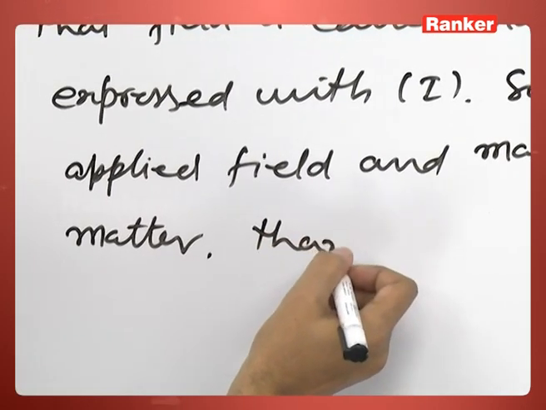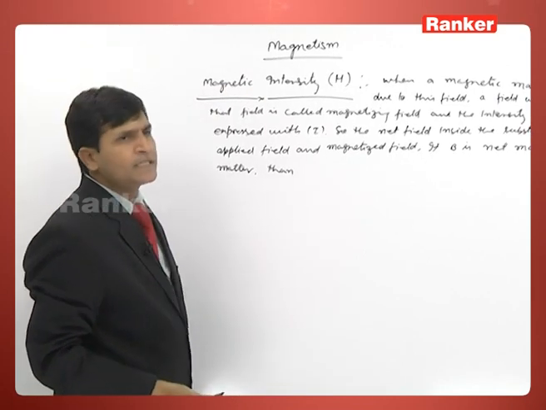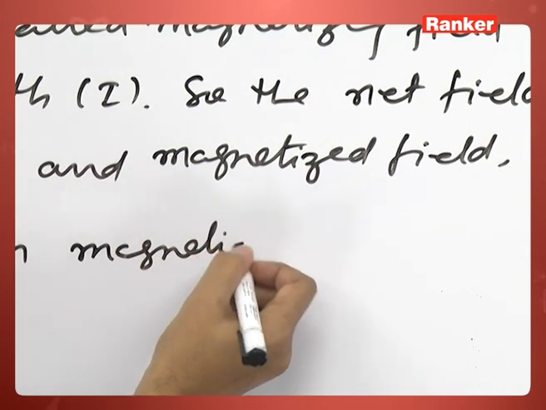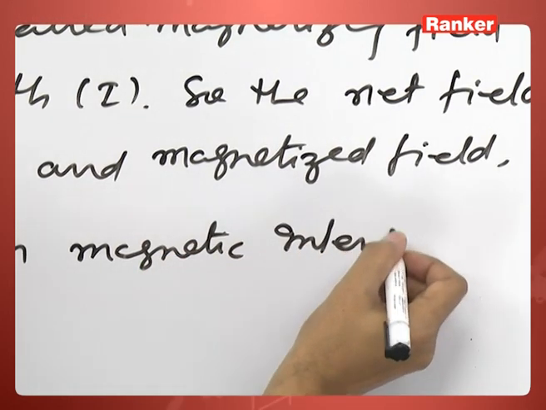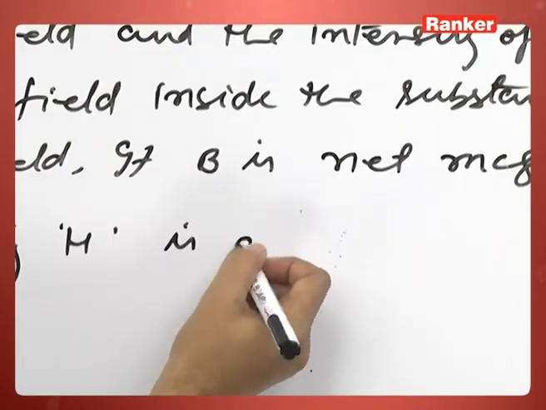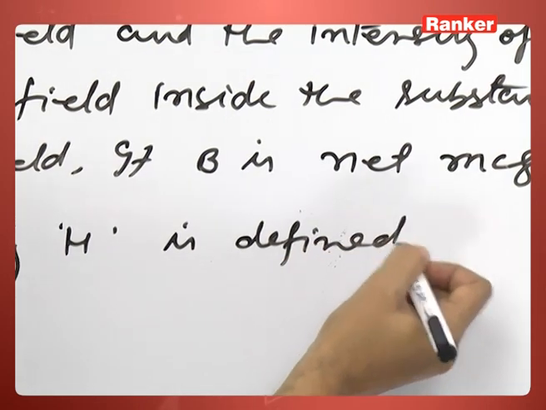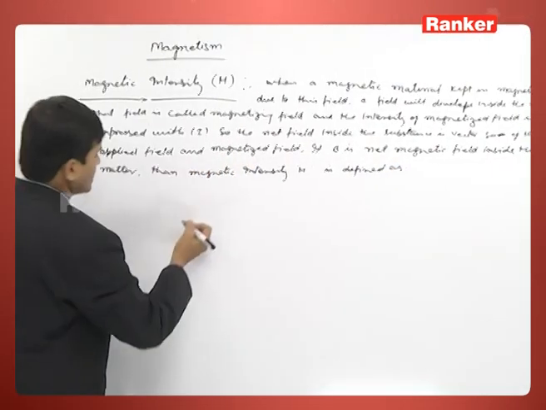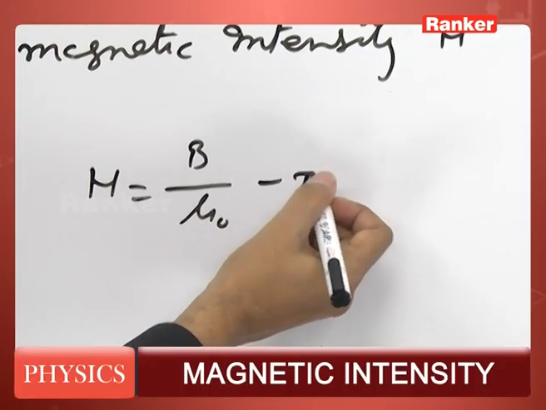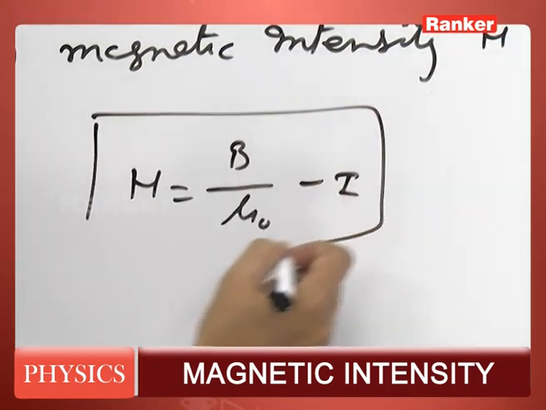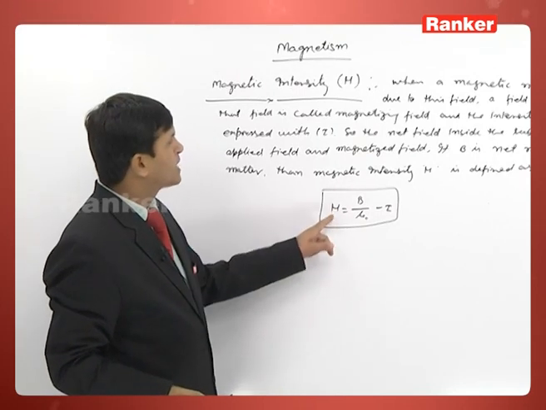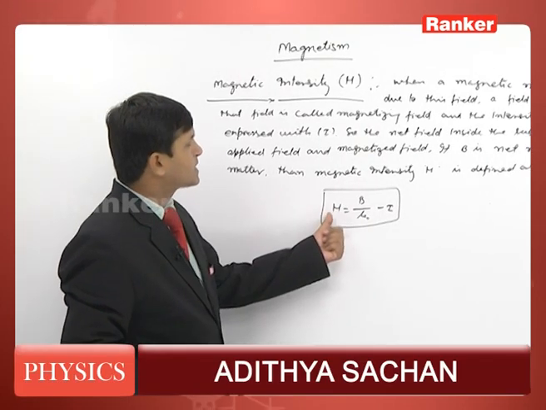then magnetic intensity H is defined as H is equal to B by mu naught minus I. This is another vector which we are representing with H, that is called magnetic field or magnetic intensity vector.